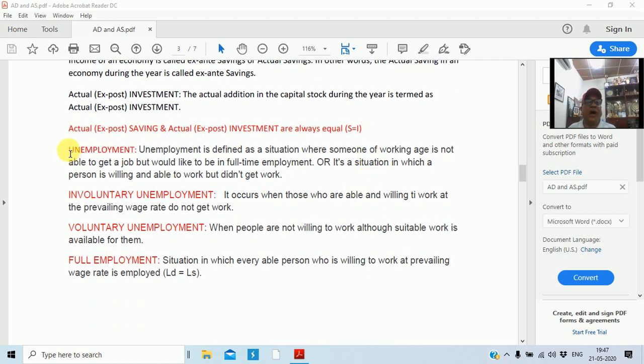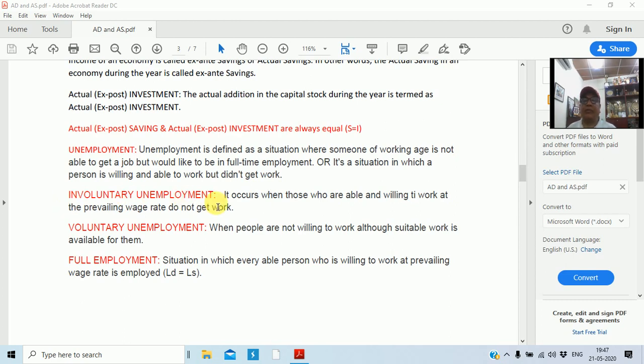Now a few more terms. Unemployment. What is unemployment? Unemployment is defined as a situation where someone of working age is not able to get a job but would like to be in a full-time job. Someone is looking for a job but not getting a job. Means he is ready to work but he is not getting work. Well, how will you treat him? Unemployed. Or in other words, it's a situation in which a person is willing and able to work but does not get work. A person is ready to work and carries the ability also. One is able to work and willing to work, but if he doesn't get work, that is called unemployment.